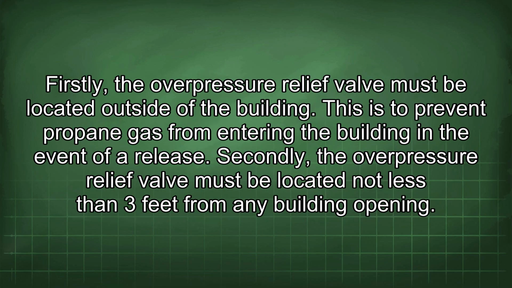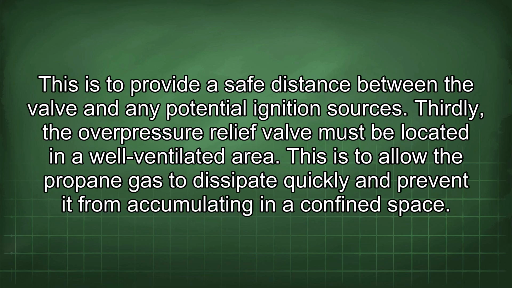Firstly, the overpressure relief valve must be located outside of the building. This is to prevent propane gas from entering the building in the event of a release. Secondly, the overpressure relief valve must be located not less than 3 feet from any building opening. This is to provide a safe distance between the valve and any potential ignition sources.